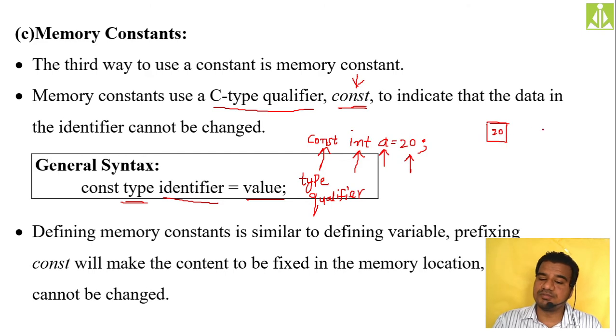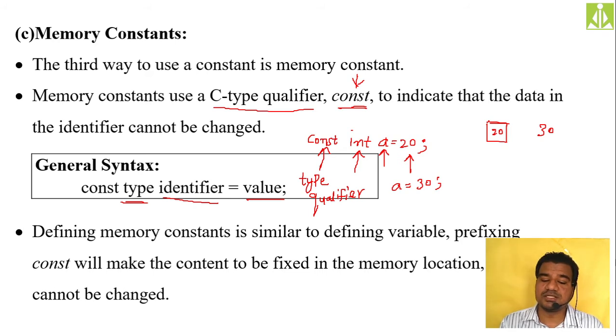This memory location will become like a closed box. So if you want to put something else into that one, let us assume if you want to assign some different value, a is equals to 30, you want to put 30 in this location, it will not accept that one. For a regular variable it will accept, but for a constant variable it will not accept. So this is the concept of memory constants.